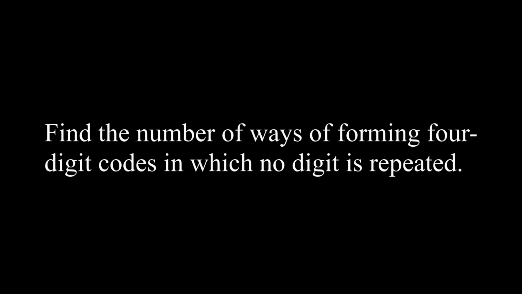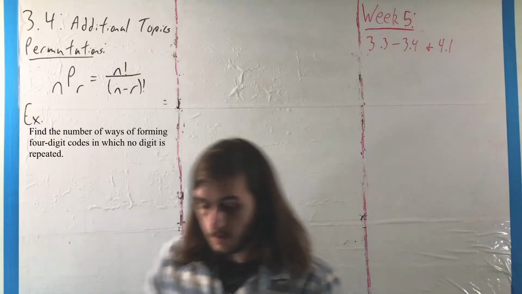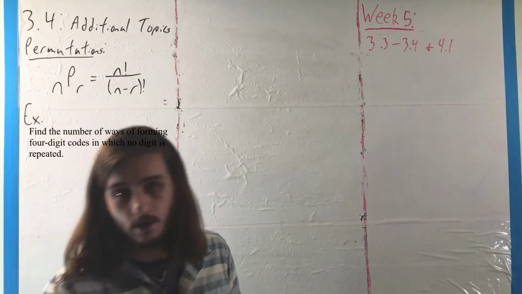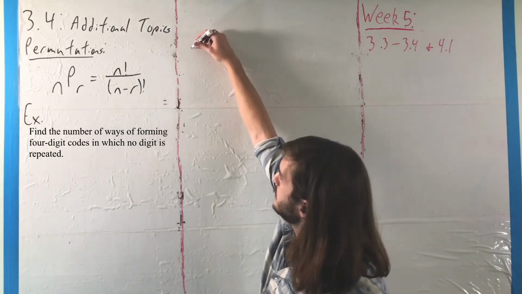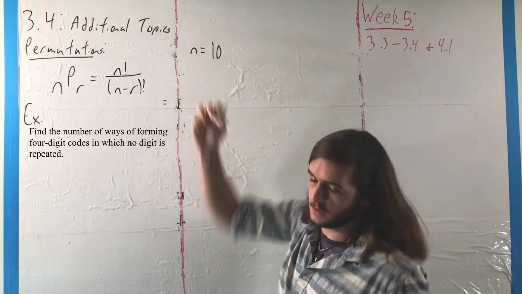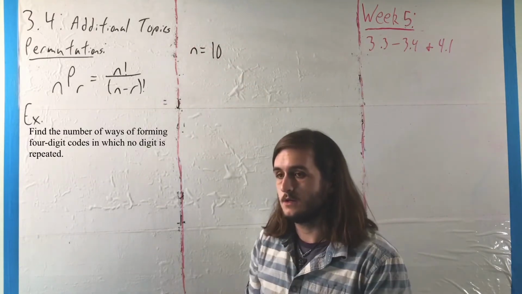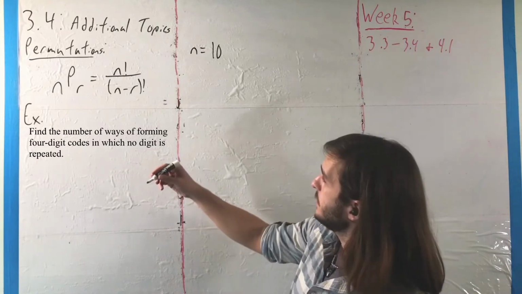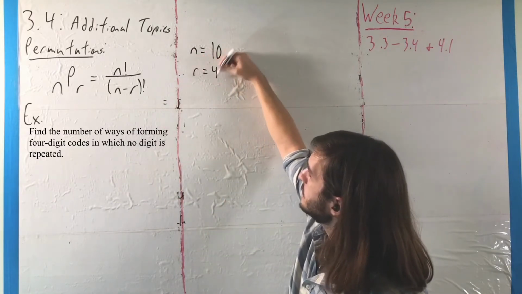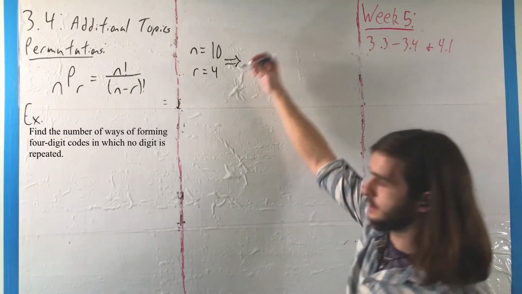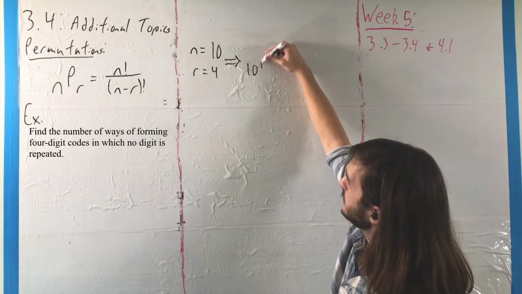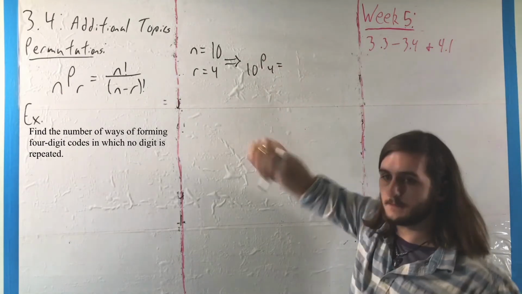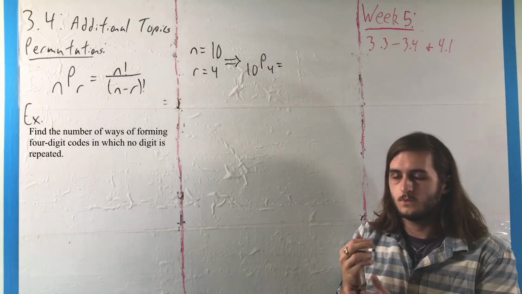So what we need to do here is find the number of ways of forming 4-digit codes in which no digit is repeated. So what we have to understand is that if we have no repeats, well, our n value here is going to be 10, because for each option you have 10 digits to start with, and we are picking 4 of them. So, thinking in terms of permutations, we have our 10 total, and we're permuting out of that 4 of them, because we're saying that the order is important here.